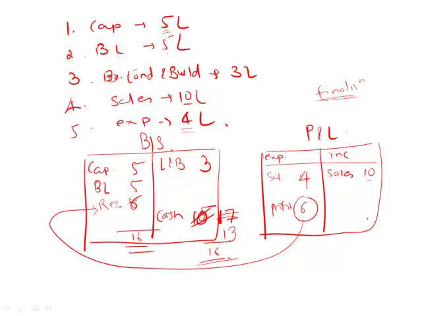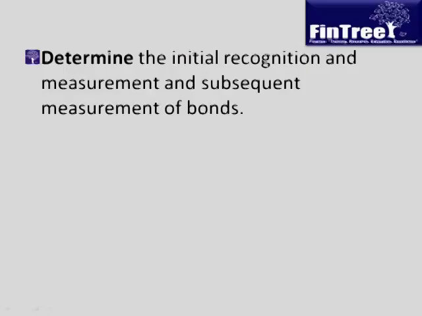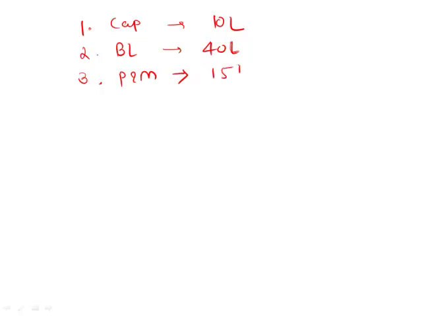Are we good? Okay. Let's try one more. Should I increase the level or will we play at the same level for some time? Increase? Number 1. Capital 10 lakhs. Bank loan 40 lakhs. Now Anjali would be happy. Plant and machinery 15 lakhs. Land and building 25 lakhs.